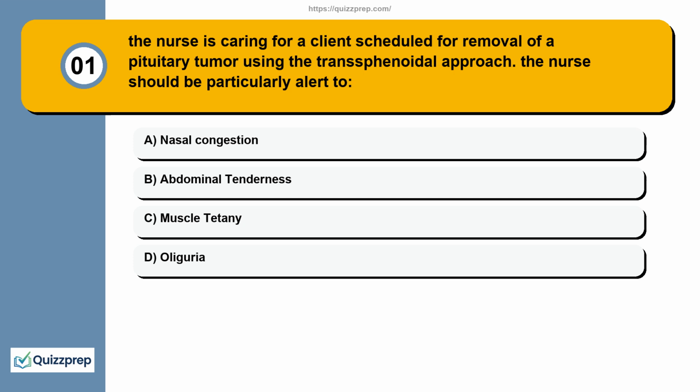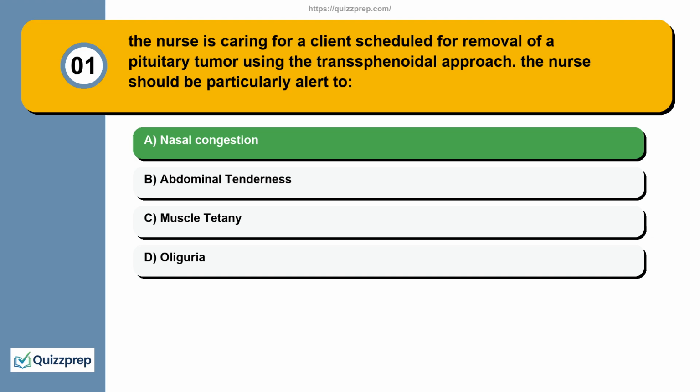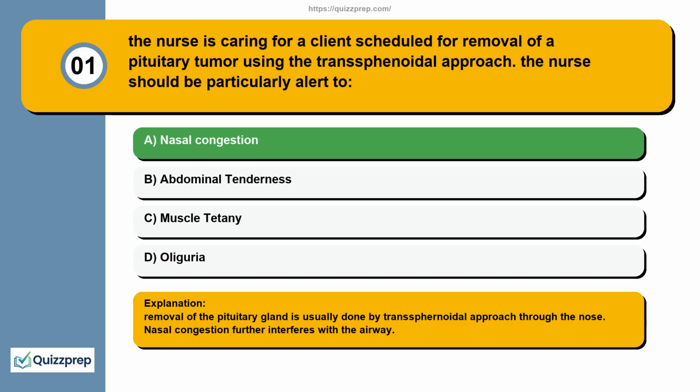Question 1. The nurse is caring for a client scheduled for removal of a pituitary tumor using the transsphenoidal approach. The nurse should be particularly alert to: nasal congestion, abdominal tenderness, muscle tetany, oliguria. Removal of the pituitary gland is usually done by transsphenoidal approach through the nose. Nasal congestion further interferes with the airway.